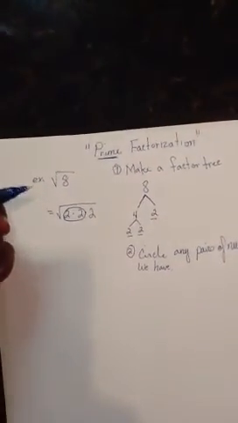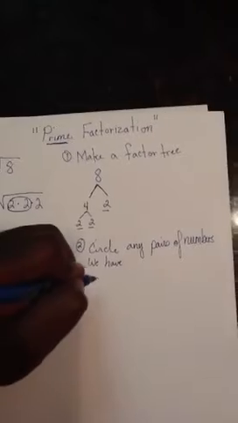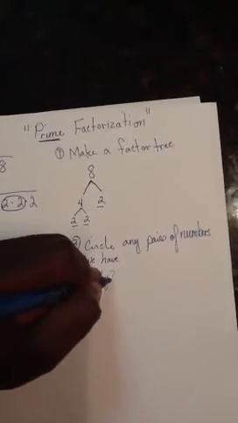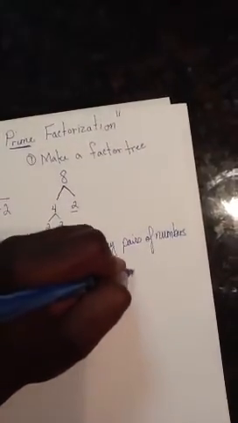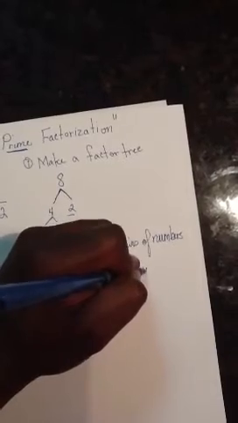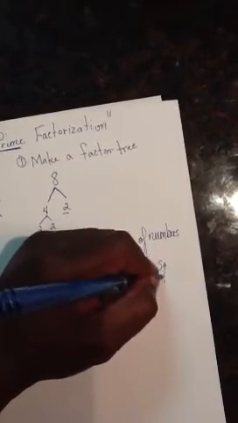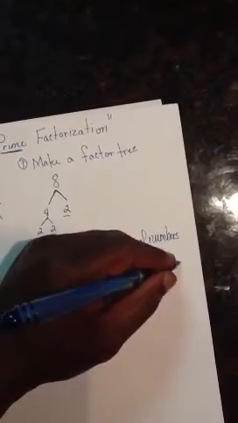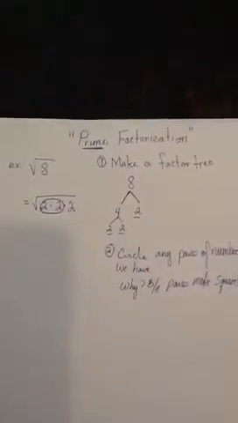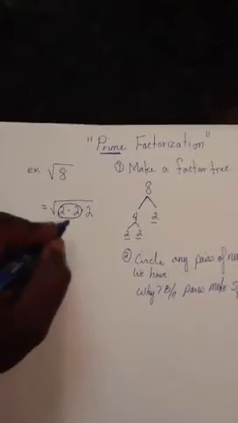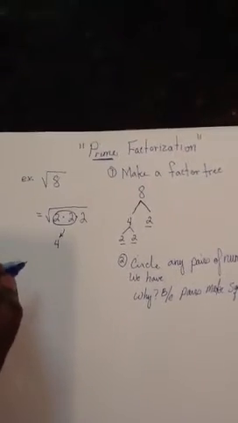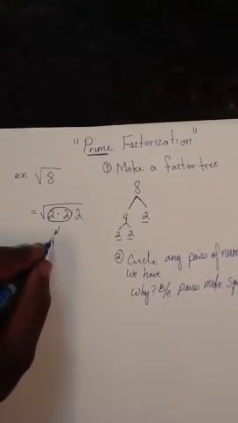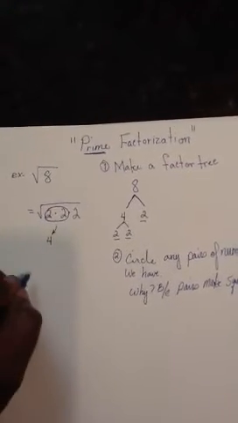Alright, now, why do we want to circle any pairs of numbers that we have? Well, the answer is simple. Because pairs make squares. And that's important since we're dealing with square roots. Okay? Because we have a pair of twos, well, guess what? 2 times 2 gives us 4. So now, what's the square root of 4? Simply 2.